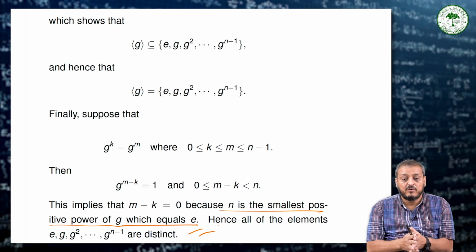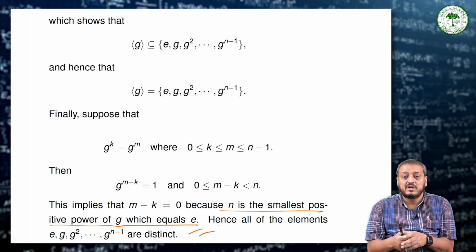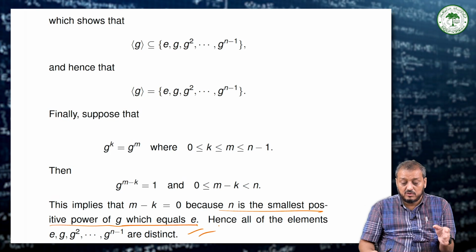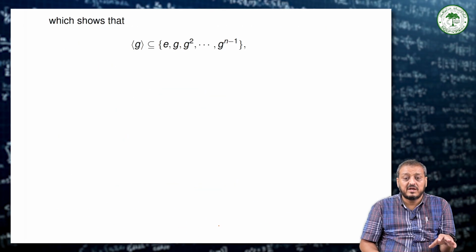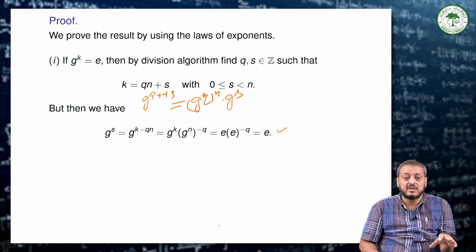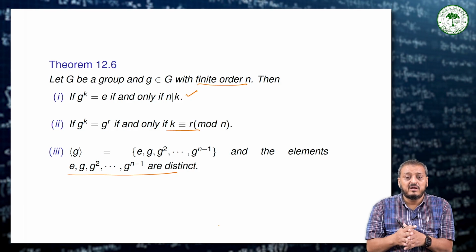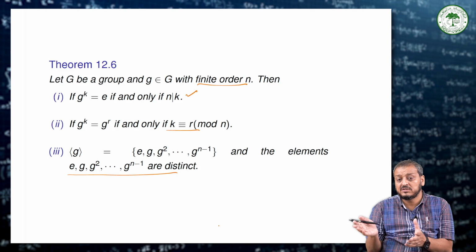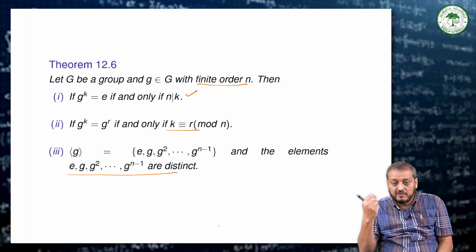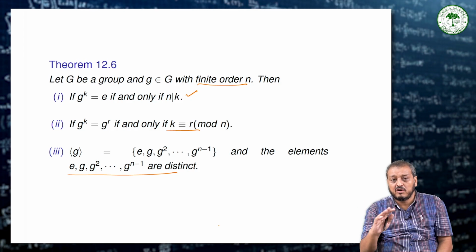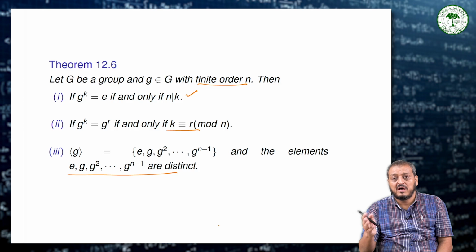So clearly we have proved all three parts of this theorem. In summary, if G is a group and g is an element of G with finite order n, then g to the power k is identity if and only if n divides k. Also g to the power k equals g to the power r if and only if k is congruent to r mod n, the order of g equals the order of the subgroup generated by g, and the elements of this subgroup are all distinct.